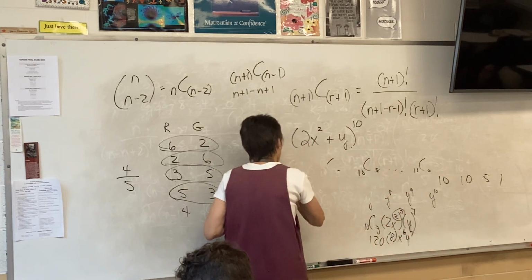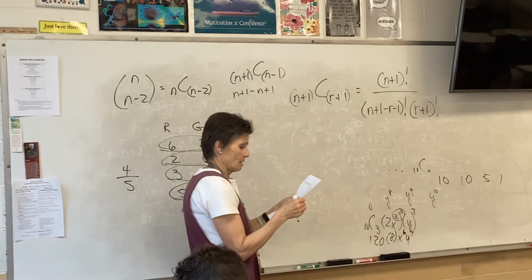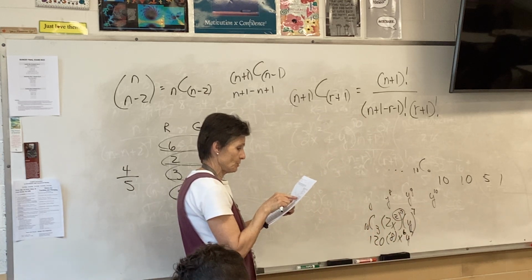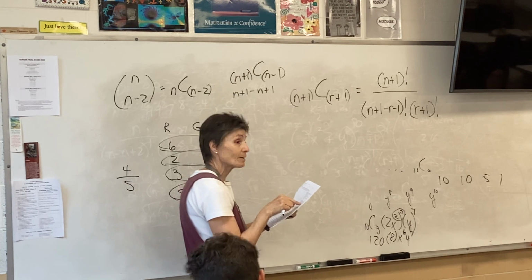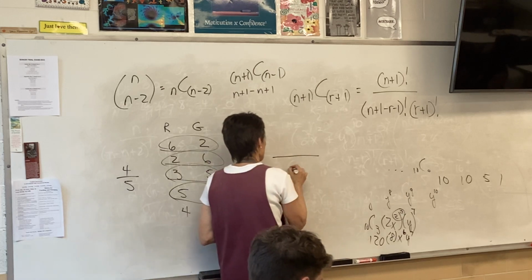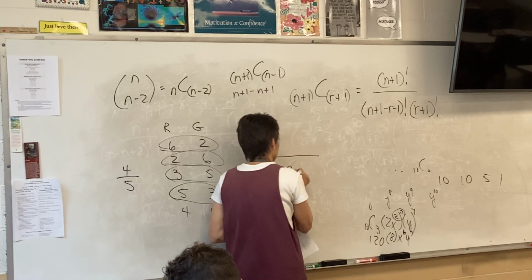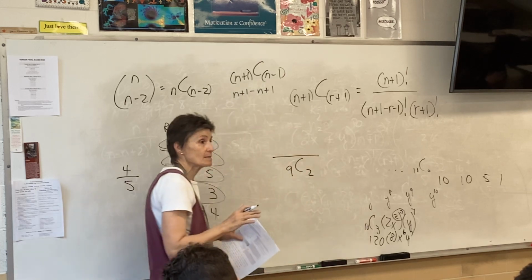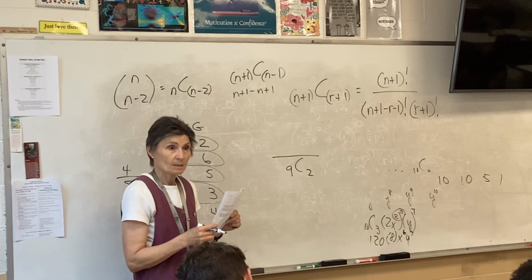All right, so how many classes are there altogether to pick from? 1, 2, 3, 4, 5, 6, 7, 8. Are there 9? Yeah. And you're going to pick 2 of them. So your denominator is 9C2. You're going to pick 2 classes. We don't care what order we pick them in.